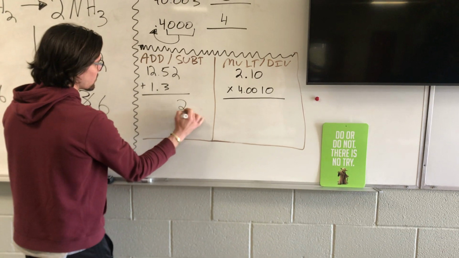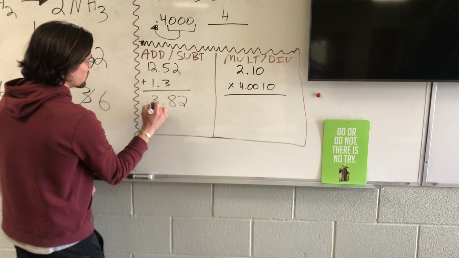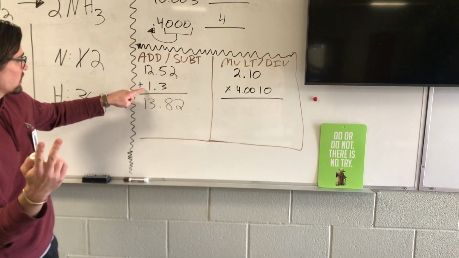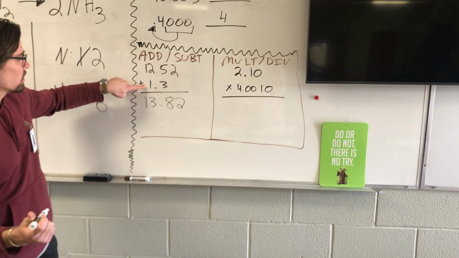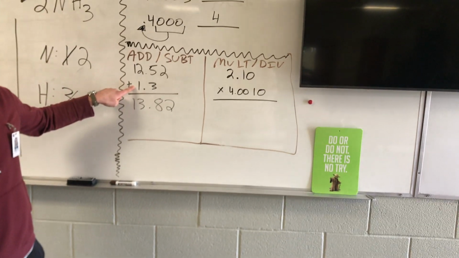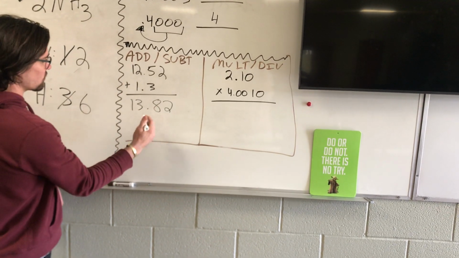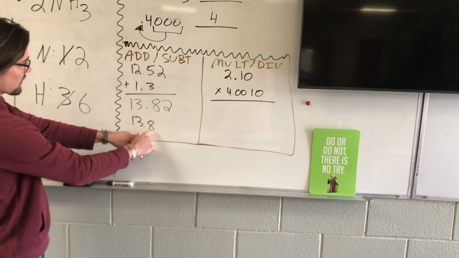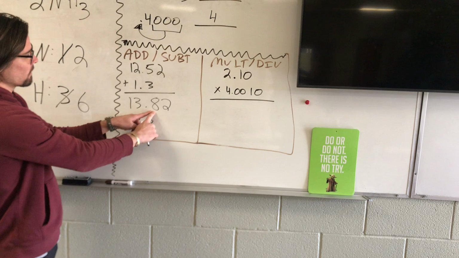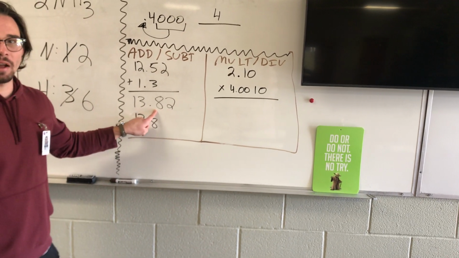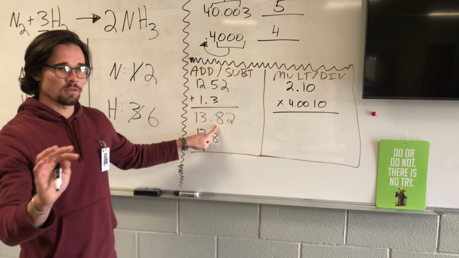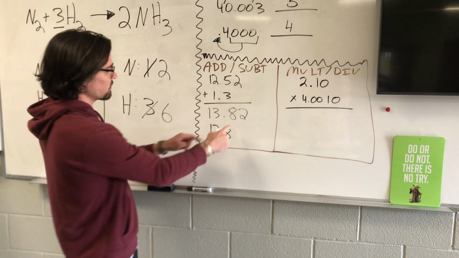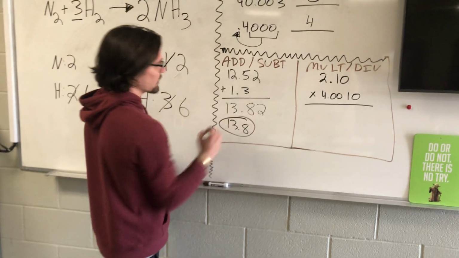So I'm going to do this math. 13.82. However, that's 2 decimal places, but in our problem one of the terms only had 1 decimal place. So I have to report this in 1 decimal place, which is going to be 13.8. That 8 is that first decimal place. I need to look at the next number and see if I need to round up. You round up if you have 5 or above. So anything below 5, you leave this number. So 13.8 is my final answer.